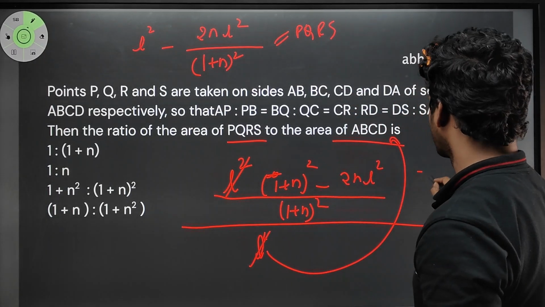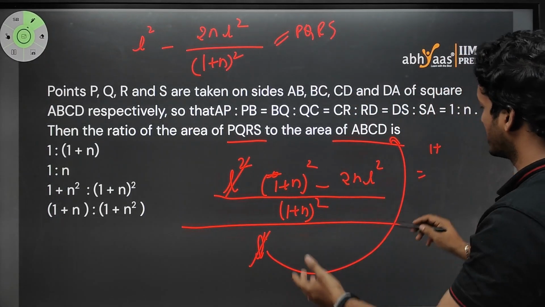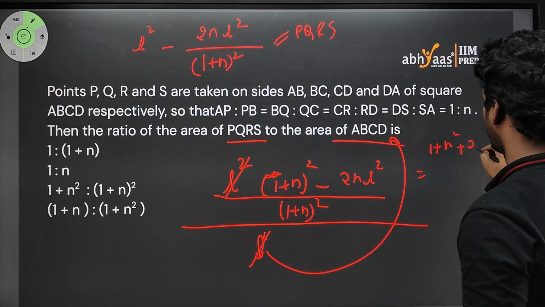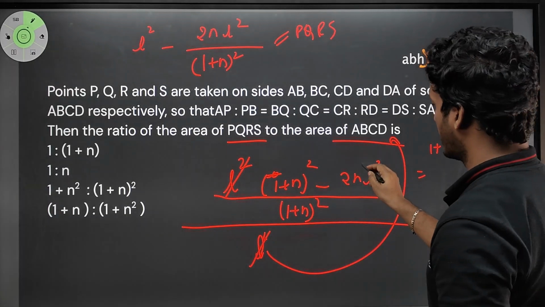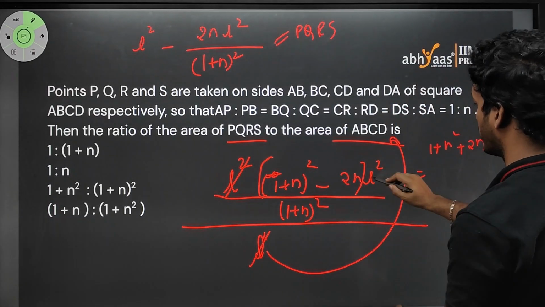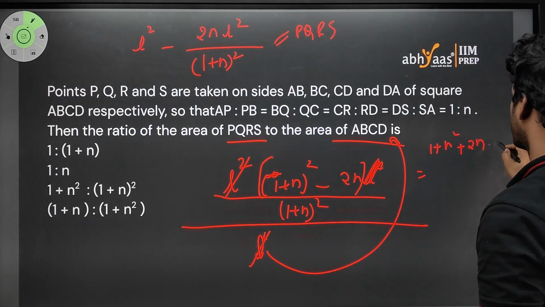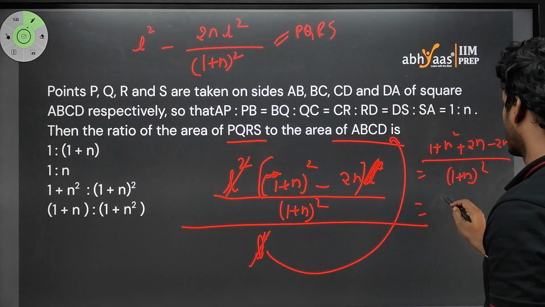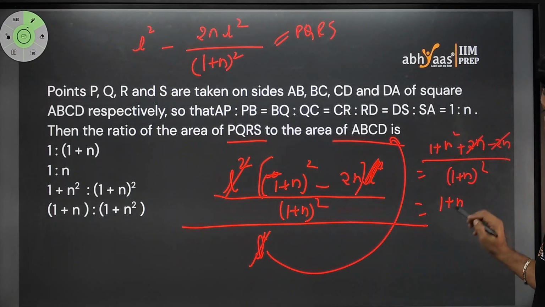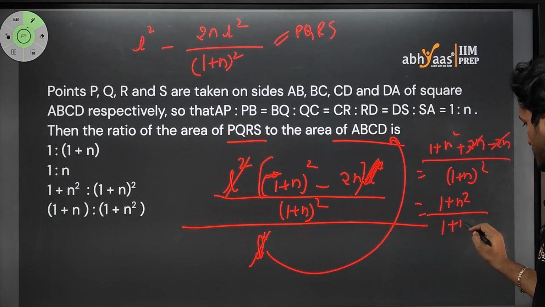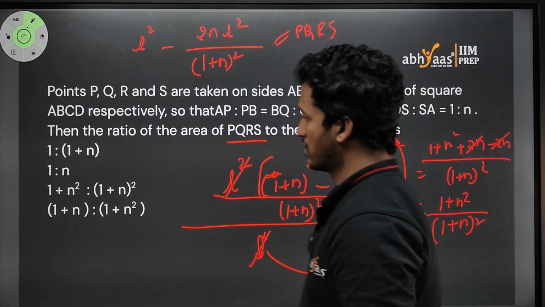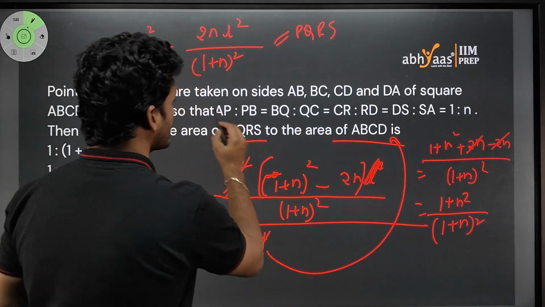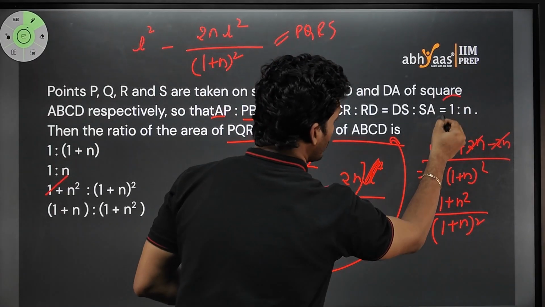So let's expand this. It would be 1 plus 1 square plus n square, 1 plus n square plus 2n, and L square has to be taken common. Okay, don't forget this, L square is taken common. So minus 2n divided by (1 plus n) whole square. So this 2n and this 2n get cancelled. 1 plus n square by (1 plus n) whole square. Okay, option C. So here what we have done, each side is divided in the ratio of 1:2.